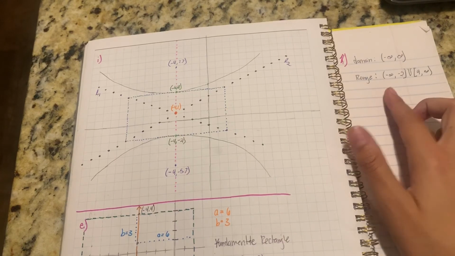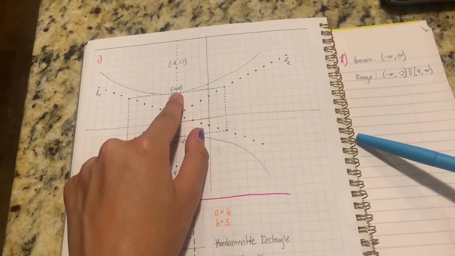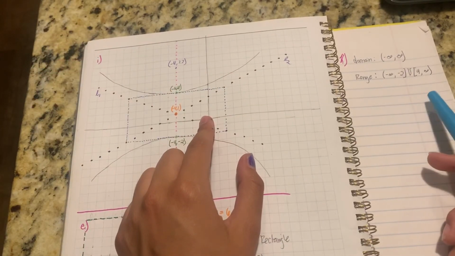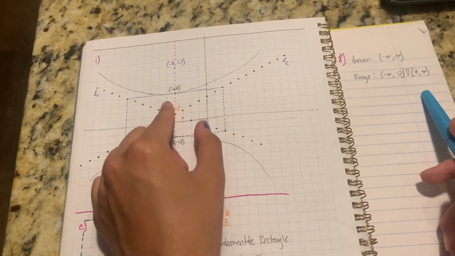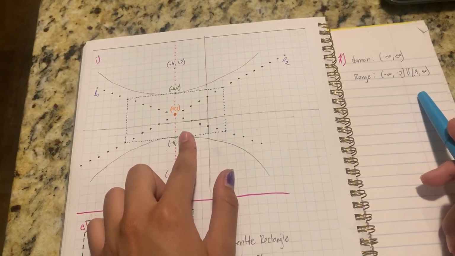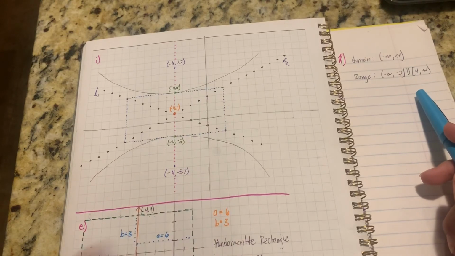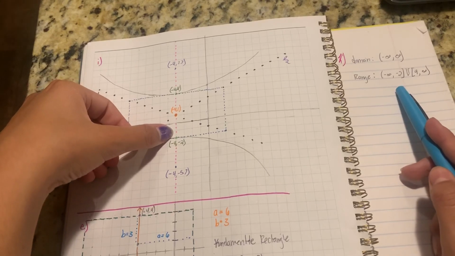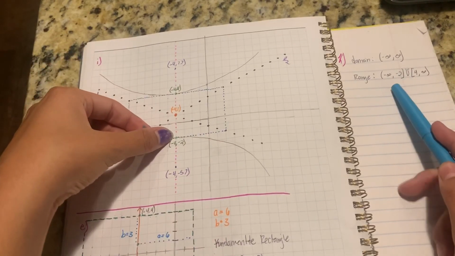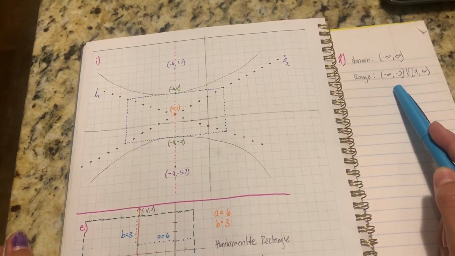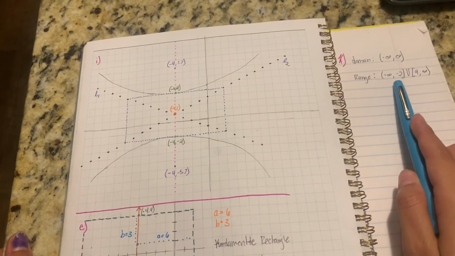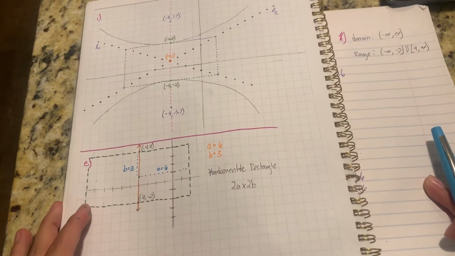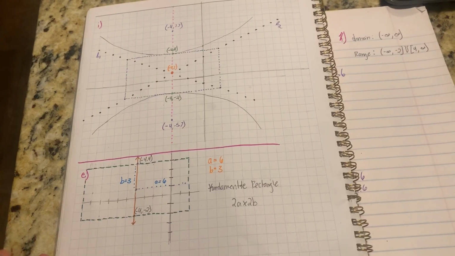And for my range, I start here at my top, my positive hyperbola. It starts at 4 and goes upwards to infinity for my y, and for my negative hyperbola, my downwards hyperbola, it starts at -2 and it goes into negative infinity. So there you have negative infinity to -2 union with 4 to positive infinity. And that's how you complete the square and graph a hyperbola.